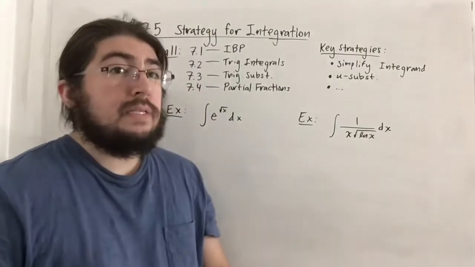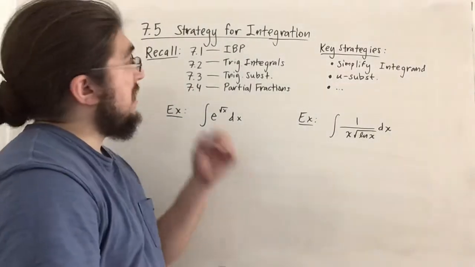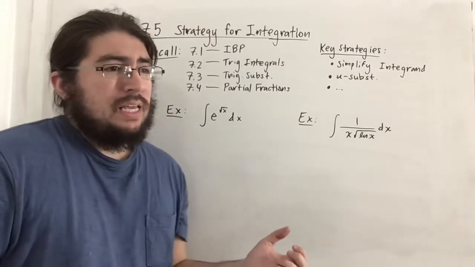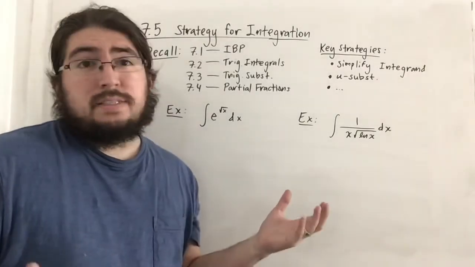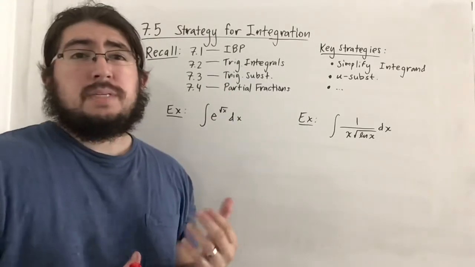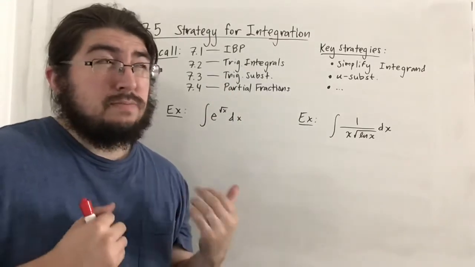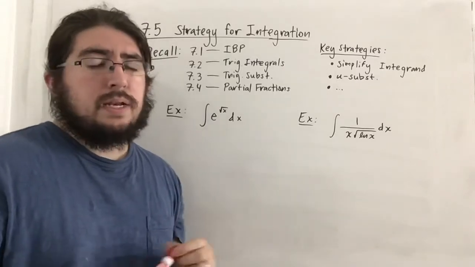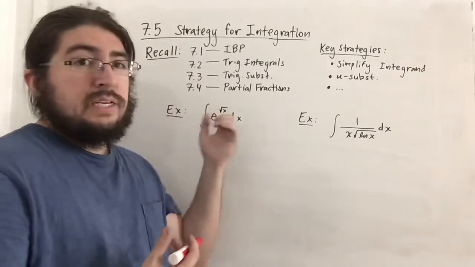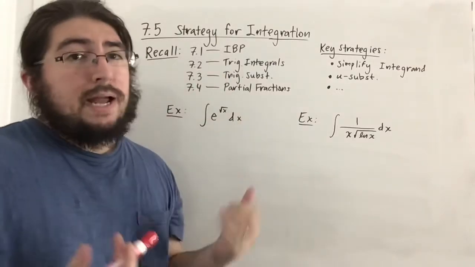Hello everyone, here we'll be discussing 7.5, which is a section on strategy for integration. To be quite honest, this section really is just a summary of the 7.1 through 7.4 strategies. Here we'll actually be seeing a few examples that are pretty challenging integrals, where we have to think and see which of the strategies we've seen from 7.1 through 7.4 are actually applicable.